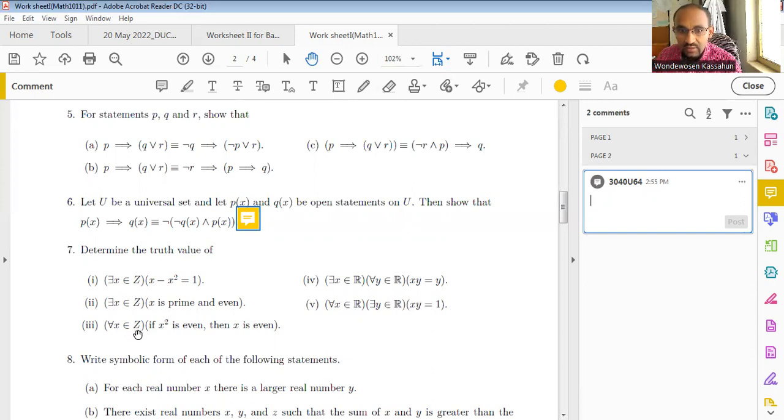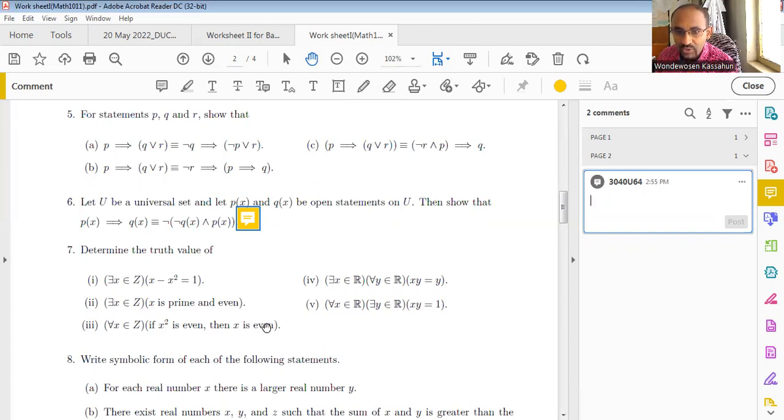For all x, an integer, if x squared is even, then x is even. Is it true for all x? For all integers, if the square is even, then the number is even. You can check that. If the square is even, then the number is even. In fact, it should be true for all x's.